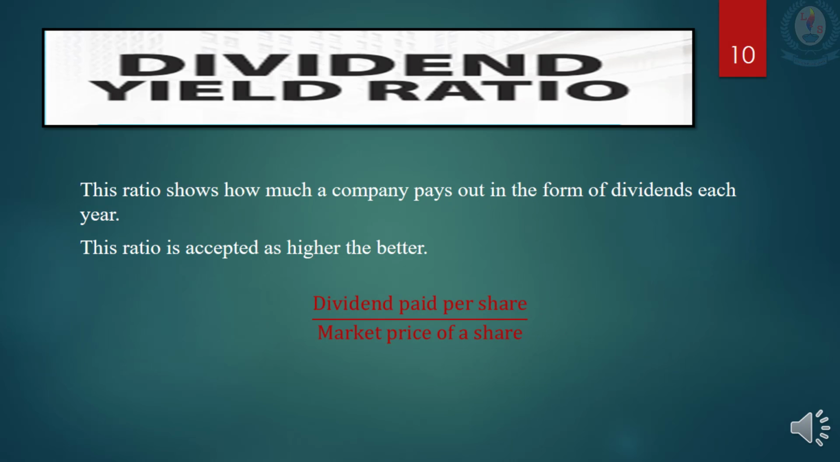Dividend yield. Dividend yield measures how much a company pays out in dividends each year. In other words, it measures the amount of cash an investor might receive back for the amount invested in a company. This would be higher the better. To calculate the dividend yield, you will need to divide the dividend per share by the market price of a share.